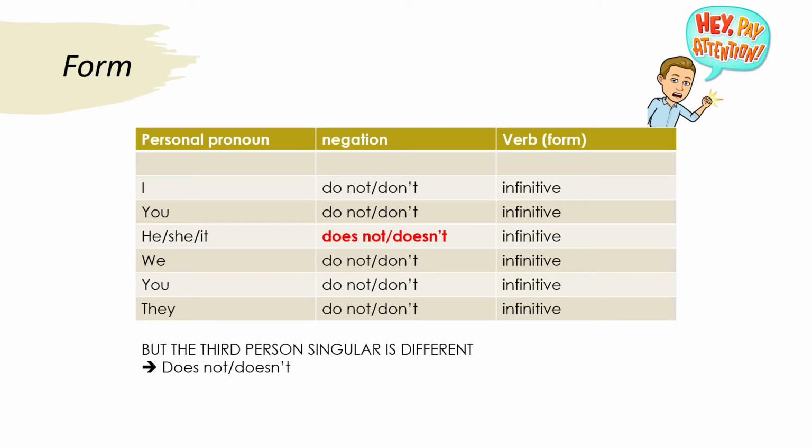For I and you, we use do not or don't plus the infinitive of the verb. For the third person singular, we use does not or doesn't plus the infinitive. And for all the plural forms, we once more use do not or don't plus the infinitive of the verb.